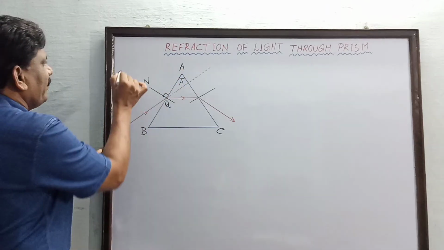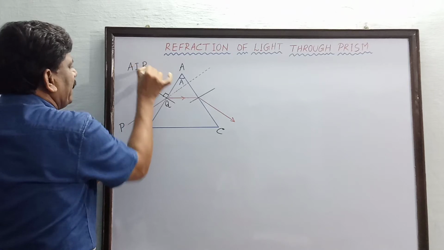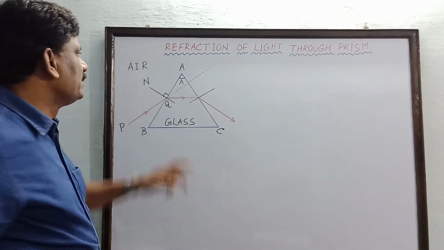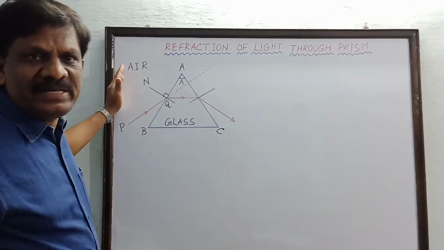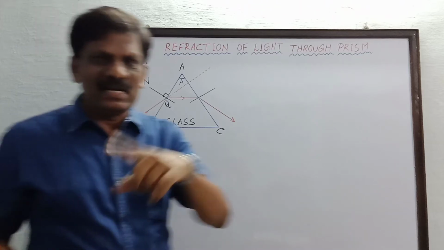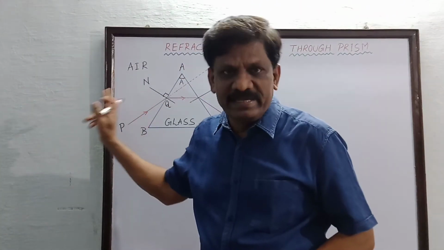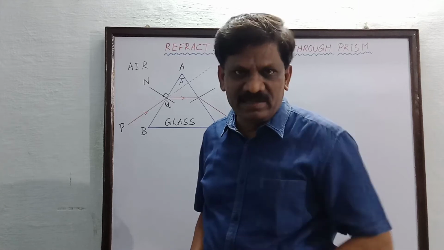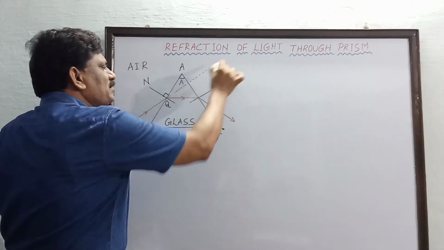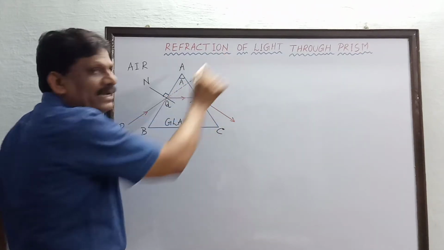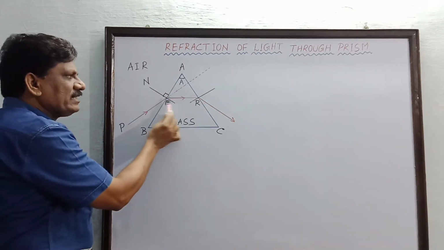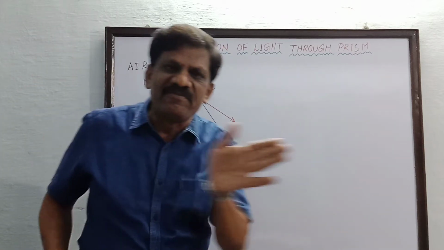Now the light travels from air inside glass, and the surface of separation is AB. So above AB the medium is air, and below AB the medium is glass. Comparing air and glass, air is the rarer medium and glass is the denser medium. So when the light enters from air to glass, it does not travel along the same straight line. It bends along QR. Can you all see this QR? QR is called the refracted ray.